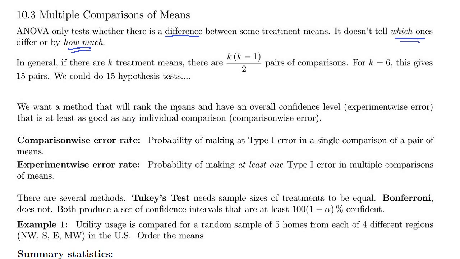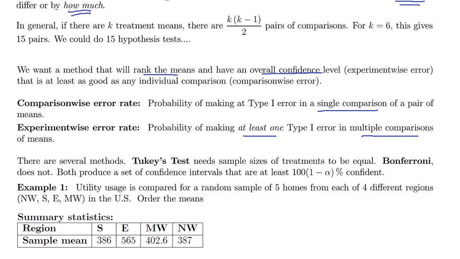So we want a method here that's going to rank the means and have an overall confidence level, called the experiment-wise error, that's at least as good here as any individual comparison. That's called the comparison-wise error. The comparison-wise error rate is the probability of making a type 1 error in a single comparison of a pair of means. Whereas the experiment-wise error rate is the probability of making at least one type 1 error in multiple comparisons. So there's this idea of multiple comparisons.